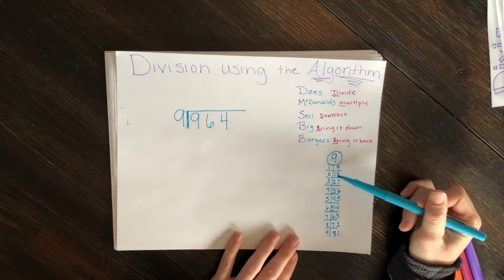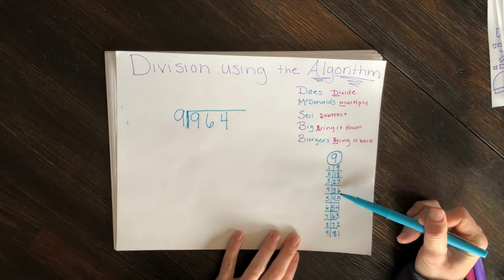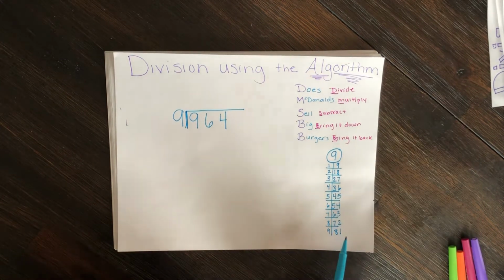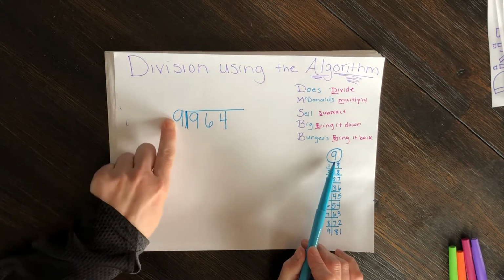So again, the trick for 9's: 1, 2, 3, 4, 5, 6, 7, 8 on this side, 8, 7, 6, 5, 4, 3, 2, 1 on that side, and your kids should know that and be able to teach you that. So this is my 9 lollipop, and I'm using 9 because I'm dividing by 9.